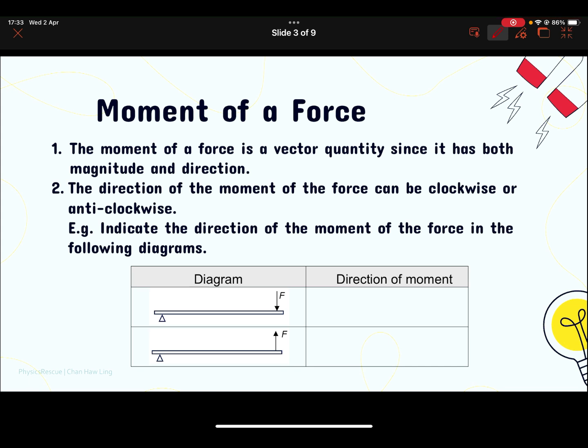First of all, moment is a vector quantity, which means that it involves both magnitude and direction. The direction of the moment of a force can be clockwise or anti-clockwise. First of all, we need to determine what the pivot is. This one will be the pivot, and just like the middle of a clock, this force F will cause this bar to turn clockwise.